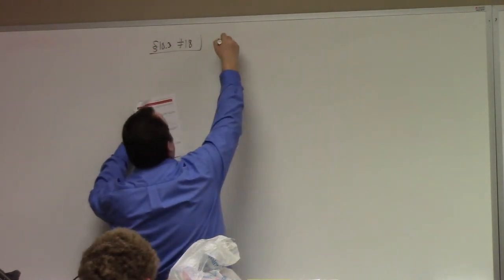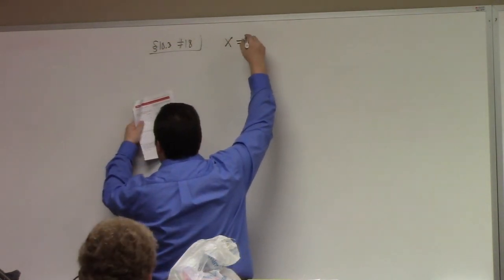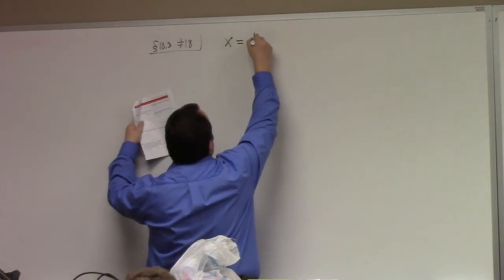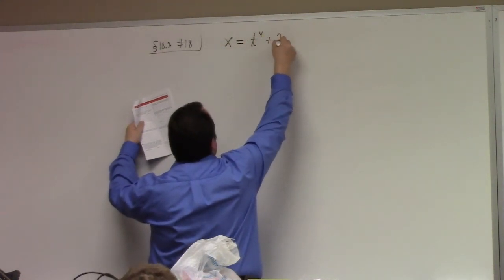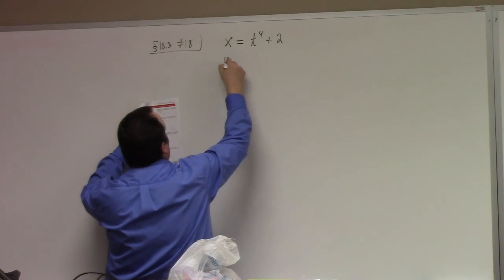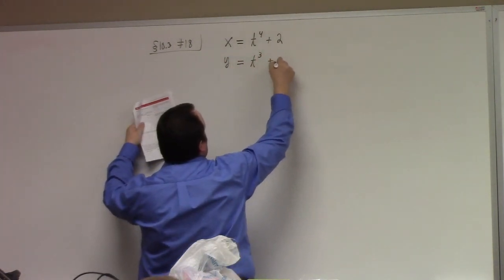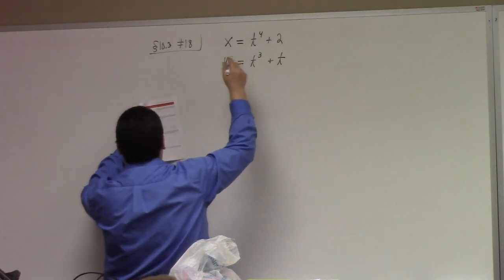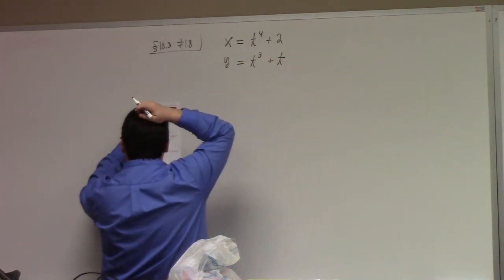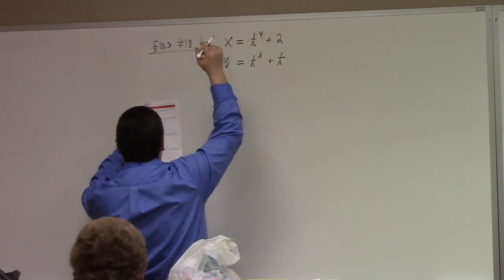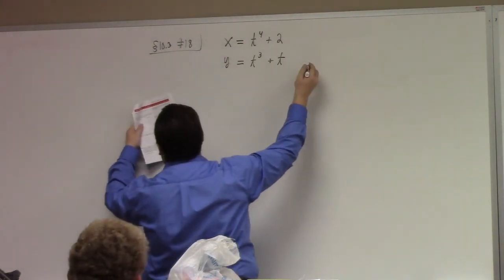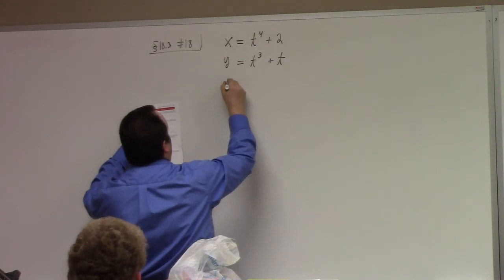Here we have x equal to t to the fourth plus 2, y equal to t cubed plus t, and we're supposed to find an equation of the tangent line at each given point. I'll pick the middle point. How about that?